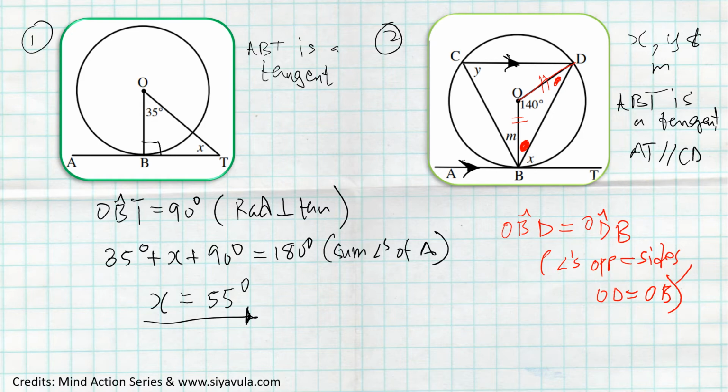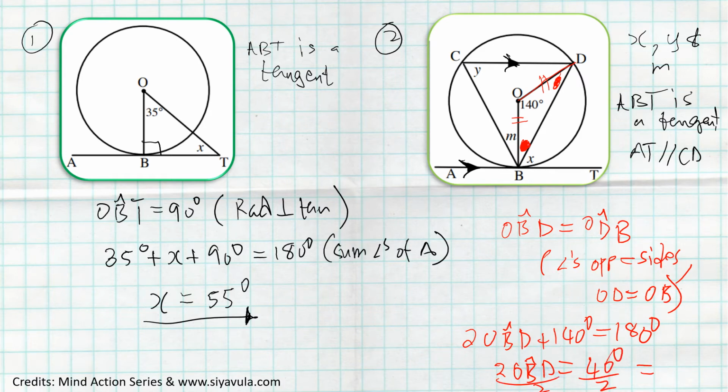So if those two are equal, then I can just write 2 angle OBD, because they are the same. I'm taking this angle and adding this, but this is the same as that one. So 2 angle OBD plus 140 degrees is equal to 180 degrees. So 2 angle OBD will be equal to 180 minus 140, which is 40 degrees. Divide by 2, divide by 2. This angle will be equal to 20 degrees. So we've calculated that this angle is 20 degrees, and this one is also 20 degrees.